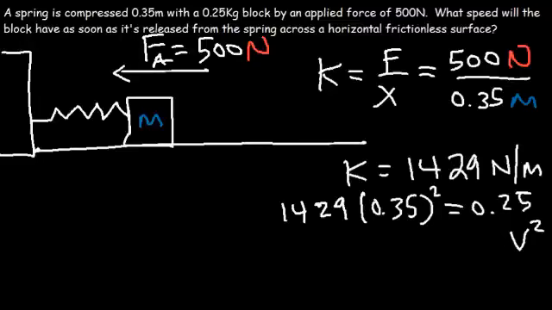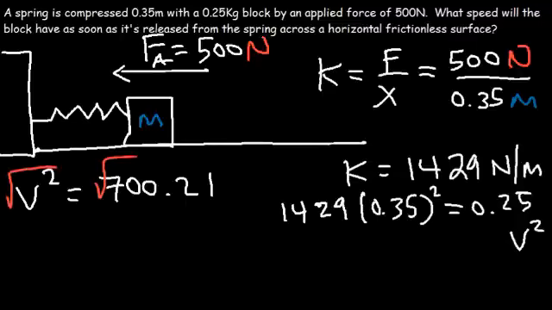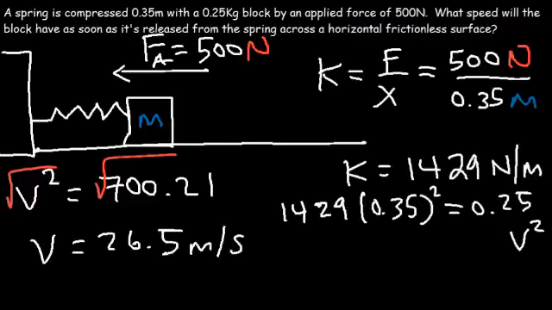0.35 squared times 1429, that's about 175. And if we divide that by 0.25, we can see that v squared is equal to about 700.21. And now if we take the square root of both sides, the velocity is about 26.5 meters per second. So that's how fast it's going to be moving.